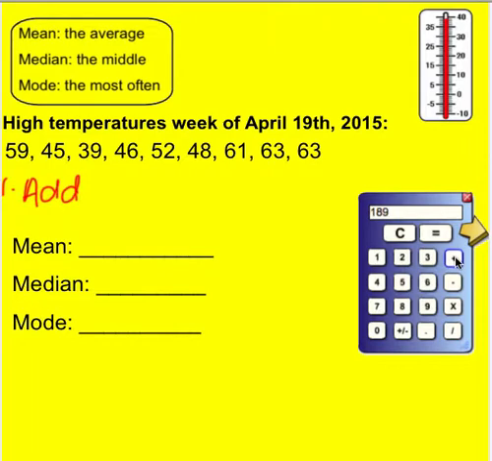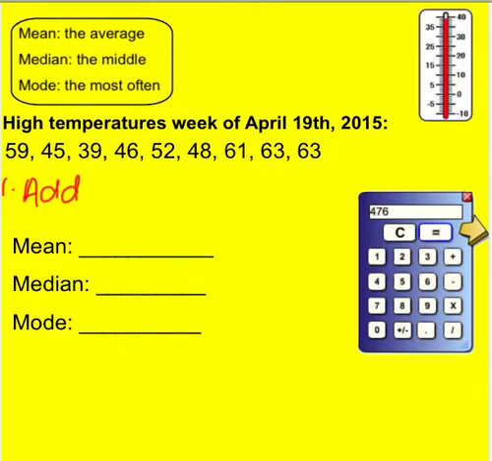46, 52, 48, 61, 63, and 63. You can see that after a while, when you have a lot of numbers, it helps to kind of with your other finger, and you can't see me doing this, but tracing with my other finger as I go along to keep track where I am in my list.